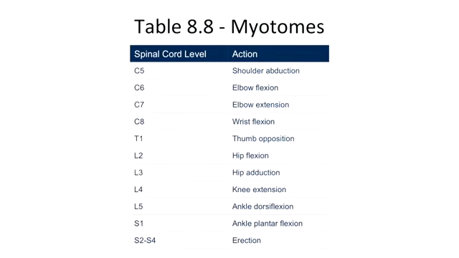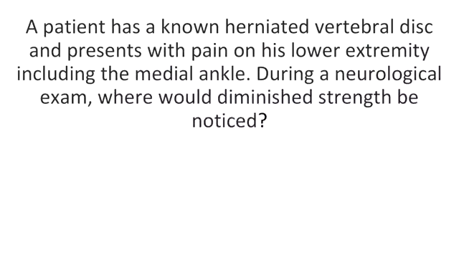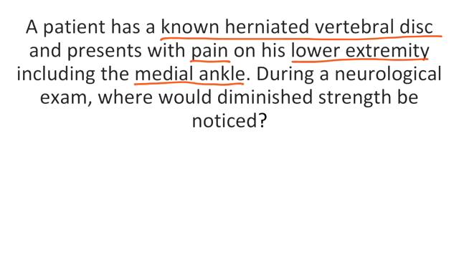So here's table 8.8 showing the myotomes. These are the ones that are clinically relevant and important for step 1. I won't read them to you here, but you may pause the video to take this in. Now let's go ahead and apply this knowledge with some examples. A patient has a known herniated vertebral disc and presents with pain in his lower extremity, including the medial ankle. During a neurologic exam, where would the diminished strength be noticed?